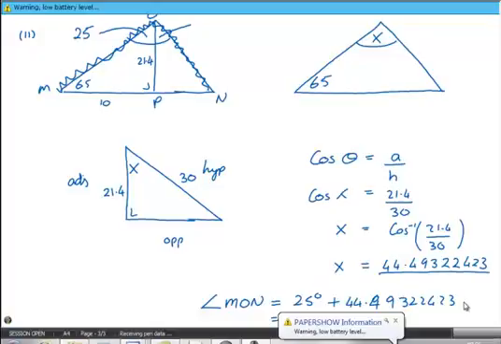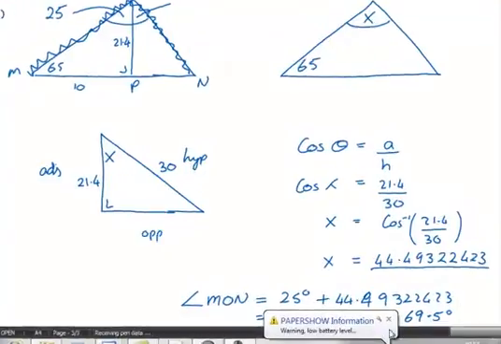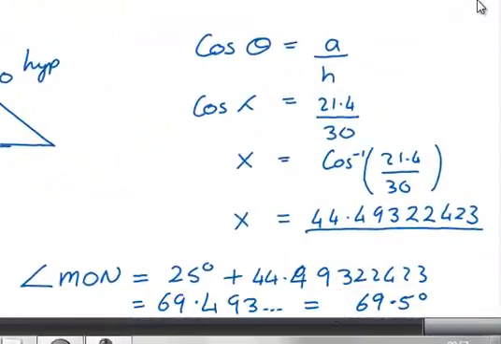That'll keep going. The only bit is we're asked to round it up to one decimal place, so it'll be 69.5 degrees. Sorry, just let me get rid of that for you. So that's part B. On to part C.